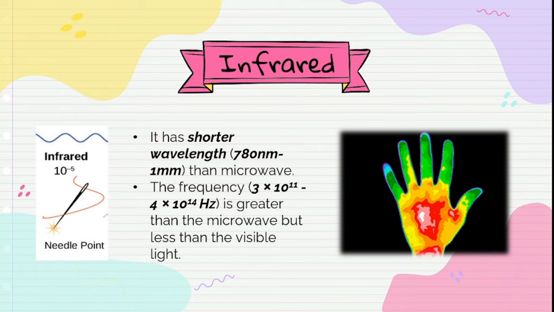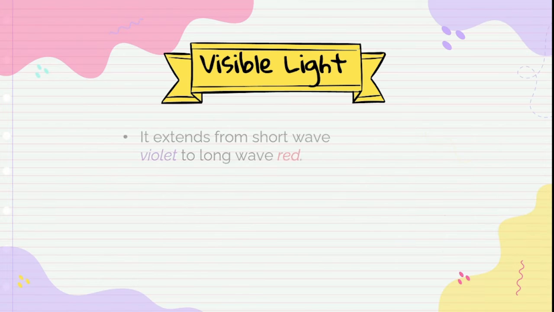Infrared has a shorter wavelength than the microwave, measuring 780 nanometers up to 1 millimeter. The frequency is greater than the microwave but less than the visible light, 10 raised to the power of 11 up to 4 times 10 raised to the power of 14 hertz.